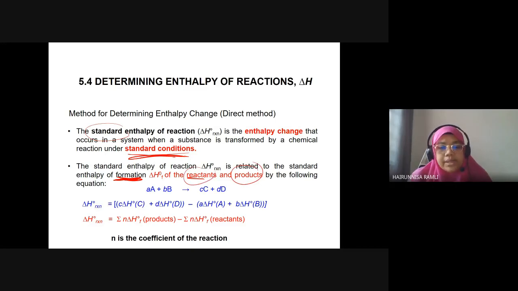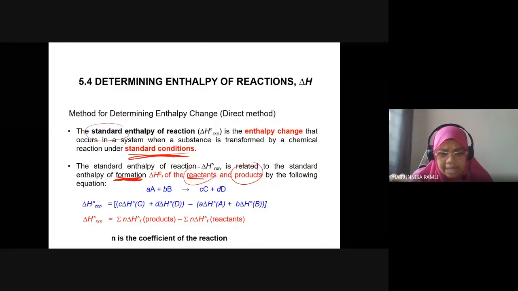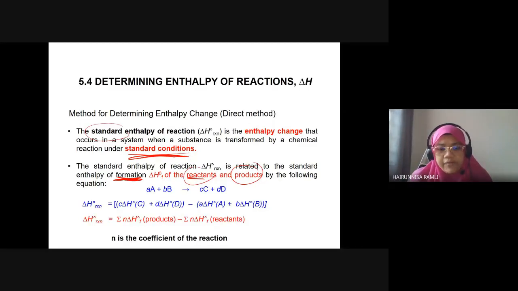Okay, for example, let's say you have the equation aA plus bB produce cC plus dD. So the small letters here indicate the coefficients of the reaction. After you dah balance kan, coefficient dia itu sangat penting. That's why for this direct method, you have to make sure that the equation must be balanced. Okay, so the enthalpy of reaction is the sum of the enthalpy formation of product subtract with the sum of enthalpy formation of reactant.